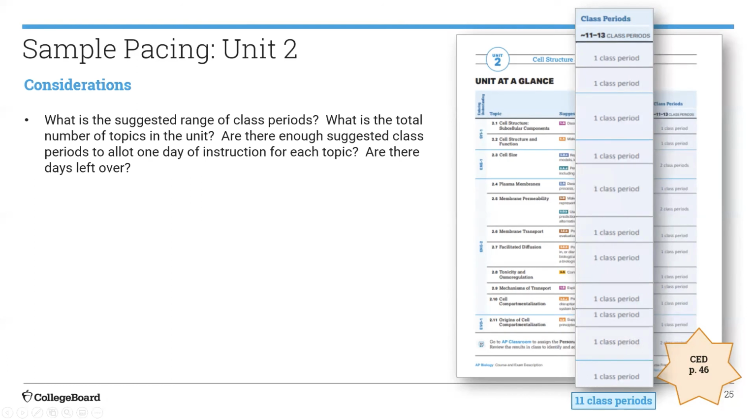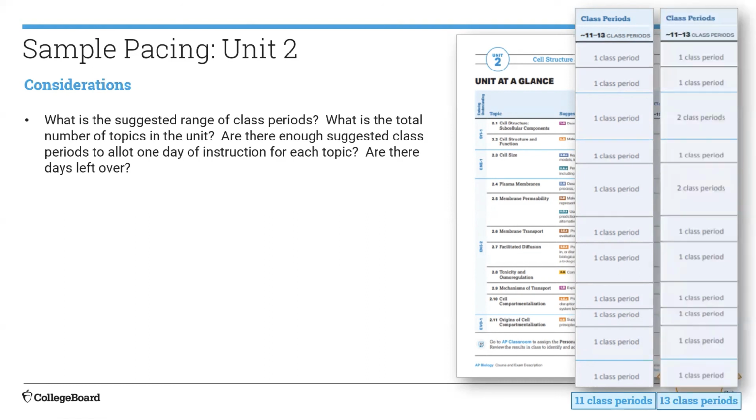Again, this is assuming a 45-minute class period that meets every day, 5 days a week for the entire academic year. But if I was okay with using the maximum amount of class periods here, I would have 2 extra days to play with. And I may decide that topic 2.3 needs an extra class day and topic 2.5 needs an extra class day. Well, how do I figure out where I should spend my extra 2 class days?